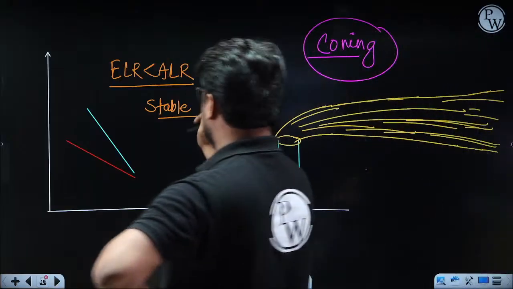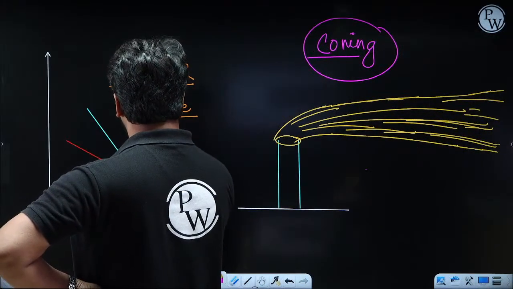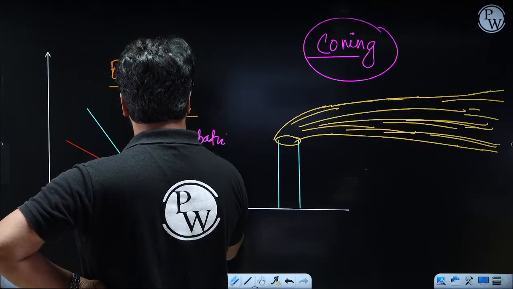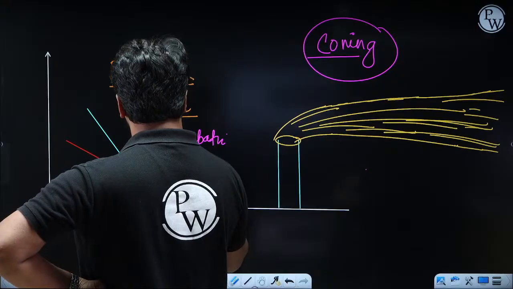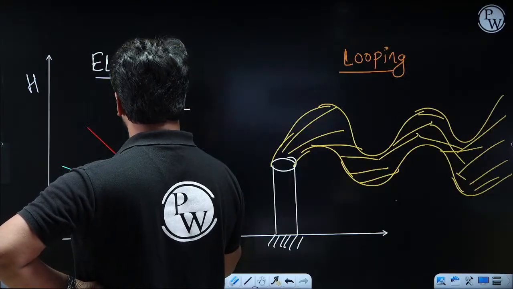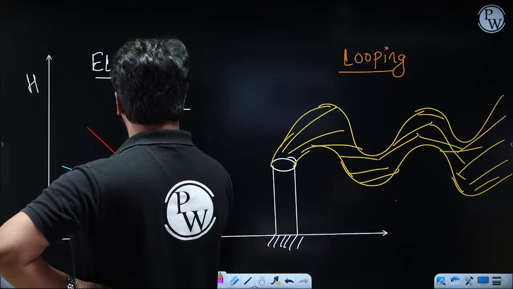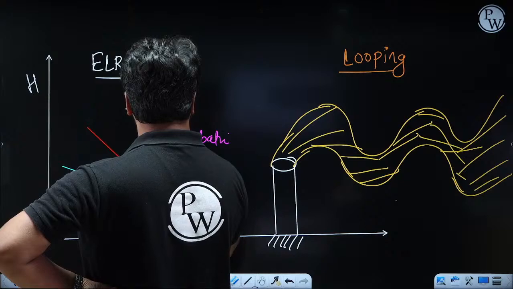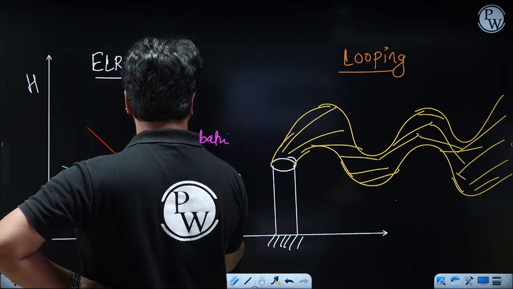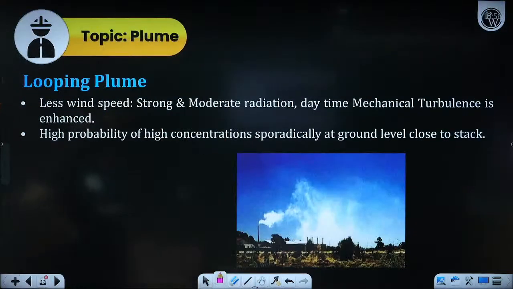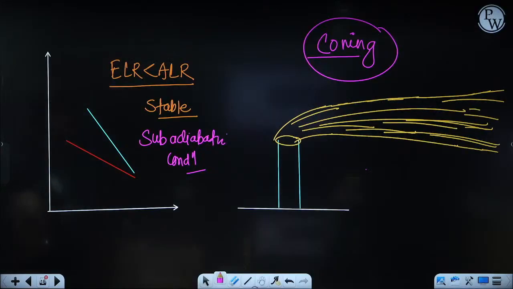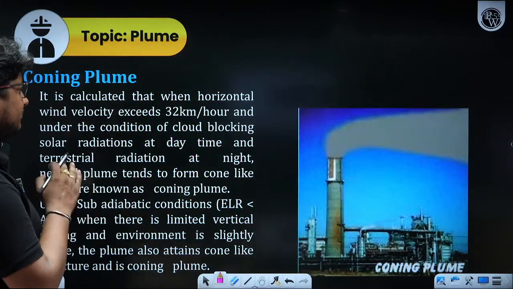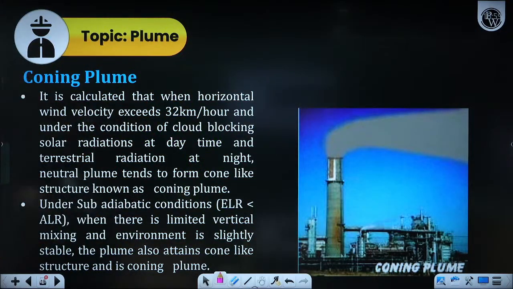Here the condition, which condition you are maintaining? It is a sub-adiabatic condition. In the last case which we have discussed, there you were maintaining a super adiabatic condition. So just like looping, even for coning also, some theoretical part I have given you. You can simply read it later on.